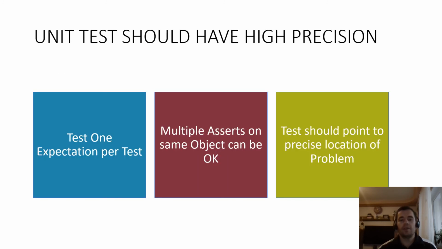Unit tests should have high precision. That means if a unit test fails, it should point us directly to the problem. It should test exactly one expectation per test. It can have multiple asserts, but only against the same object. And as I said, it should point you to the precise location of a problem in case it fails.